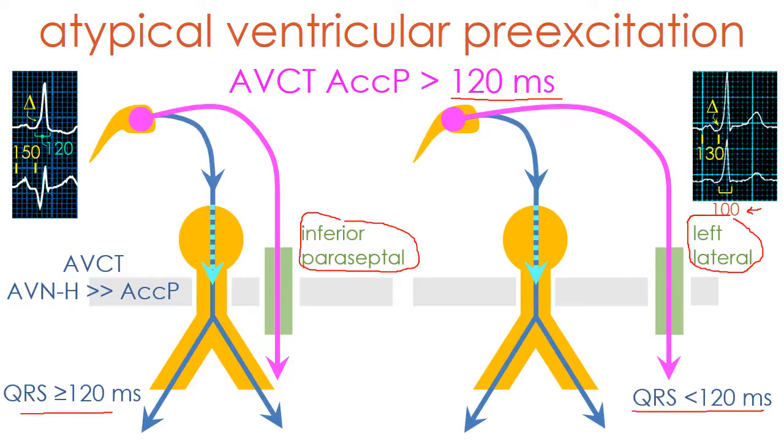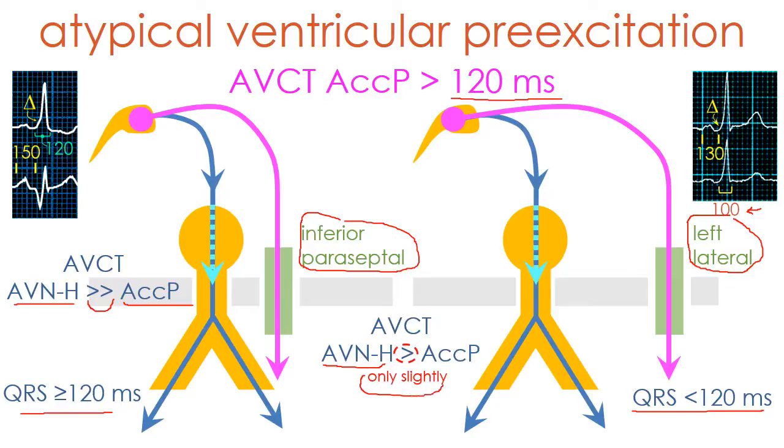The QRS complex will be wide if the atrioventricular conduction times over the AV node, His pathway, are significantly greater than those over the accessory pathway. However, the QRS complex will be not wide when the atrioventricular conduction times over the AV node, His pathway, are only slightly above those over the accessory pathway.